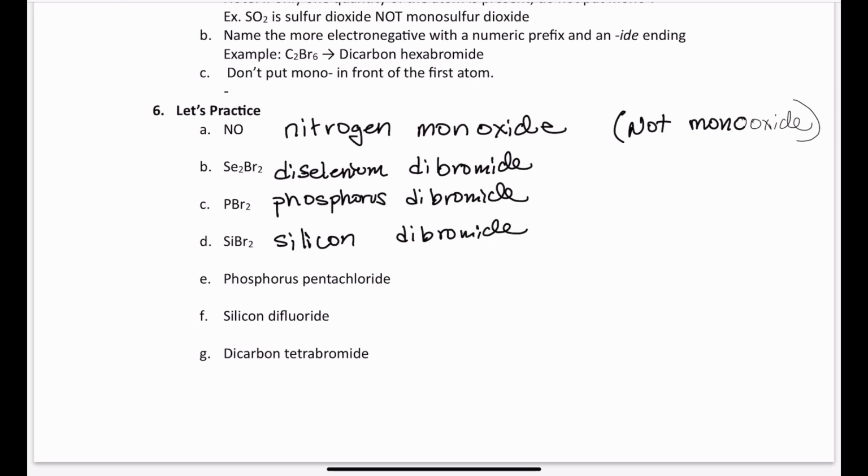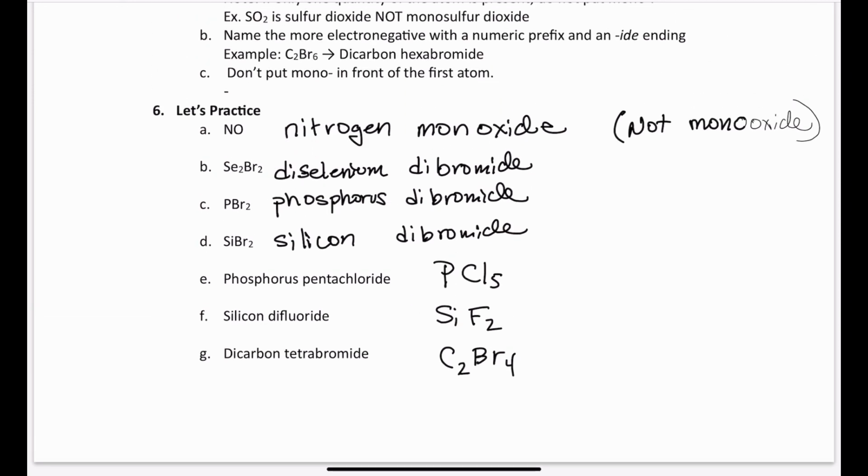We have phosphorus, which would be a P. And this is pentachloride. That means we have 5 chlorines. We have a silicon, that's Si. And this says we have 2 fluorines. We have dicarbon, which means it's C2. And tetrabromide, it's Br4. So it's pretty simple, pretty straightforward.